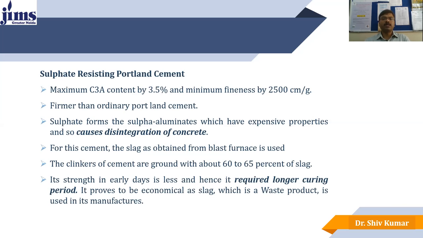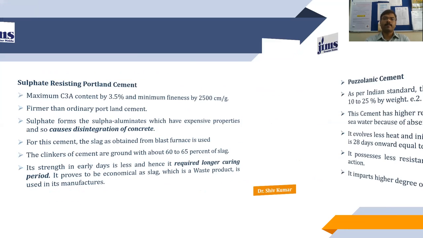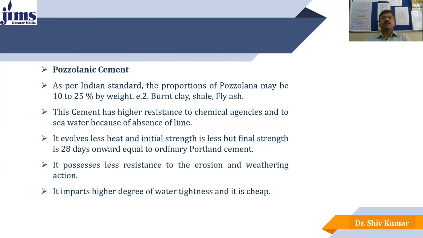The clinkers of cement are ground with about 60 to 65% of the slag, and we obtain the sulfate resisting Portland cement by this process. The next one is the pozzolanic cement. As per the IS code, the proportion of the pozzolana may be 10 to 25% by weight.